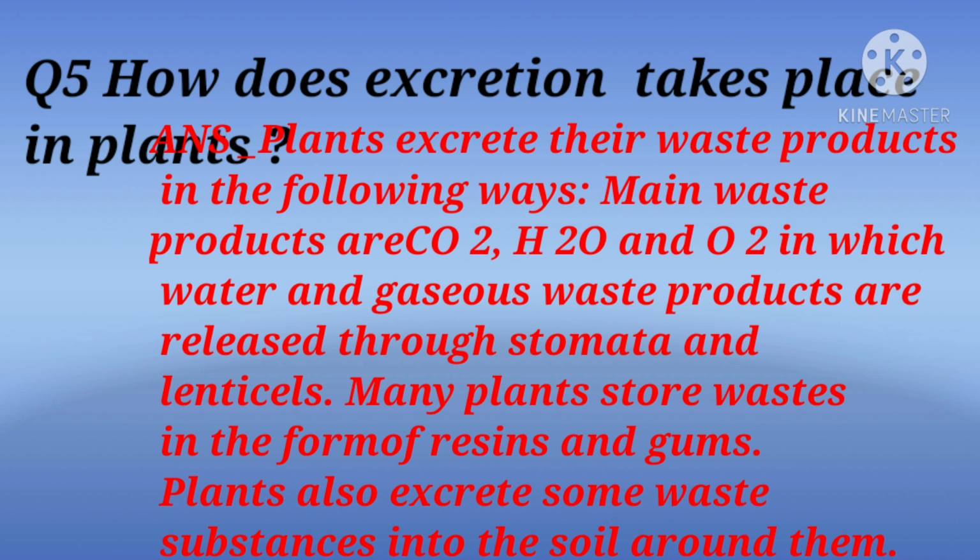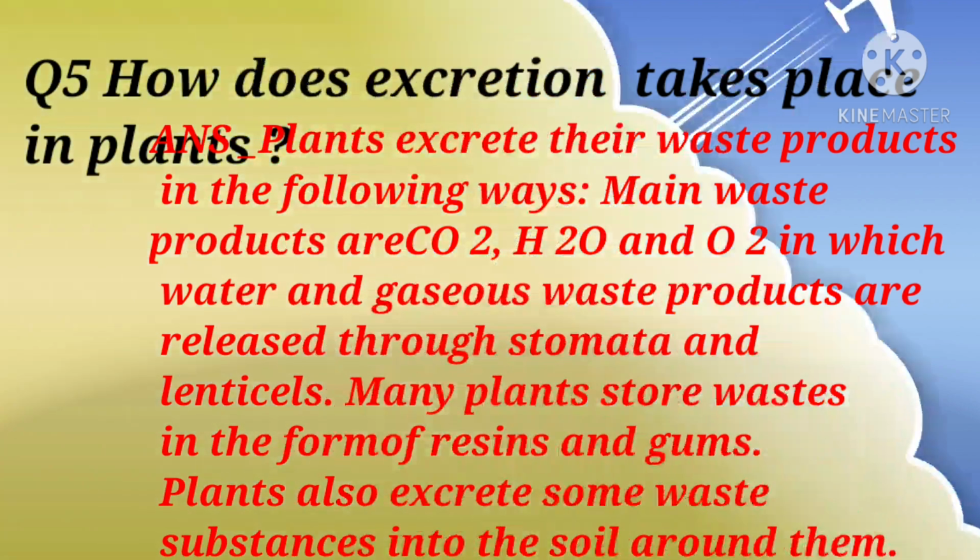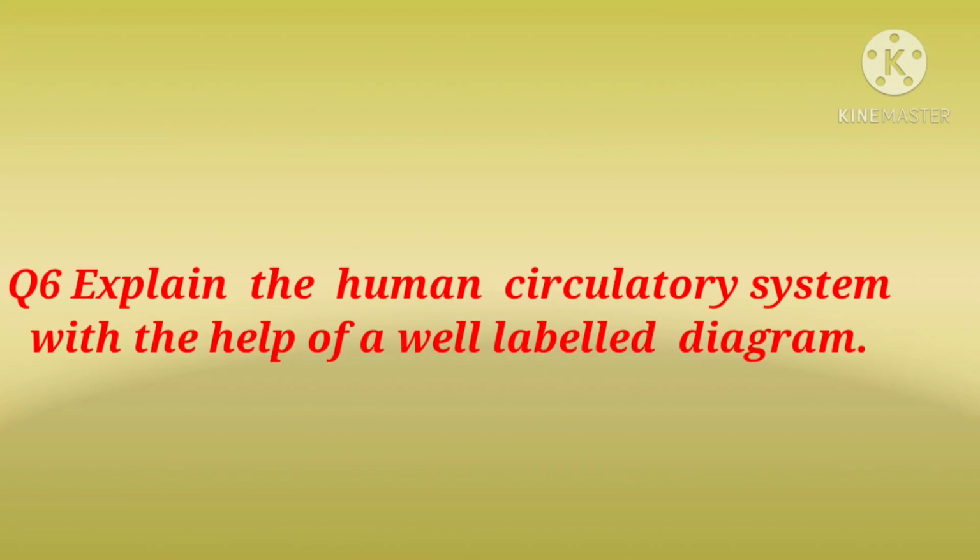Many plants store waste in the form of resin and gums. Plants also excrete some waste substances into the soil around them. So in this way, excretion takes place in plants. Now the next question, number 6. Explain the human circulatory system with the help of a well-labeled diagram.